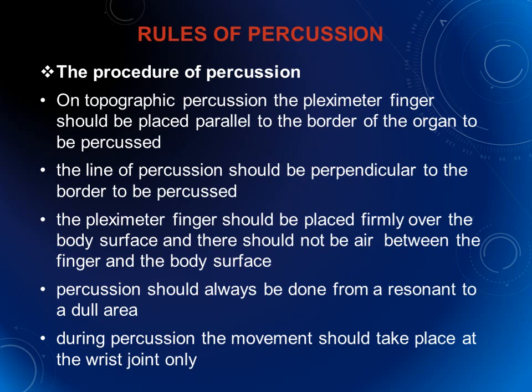In topographic percussion, the pleximeter finger should be placed parallel to the border of the organ to be percussed. The line of percussion should be perpendicular to the border of the organ. The pleximeter finger should be placed firmly over the body surface, and there should not be air between the finger and the body surface. Percussion should always be done from a resonant sound to a dull area. During percussion, the movement should take place at the wrist joint only.